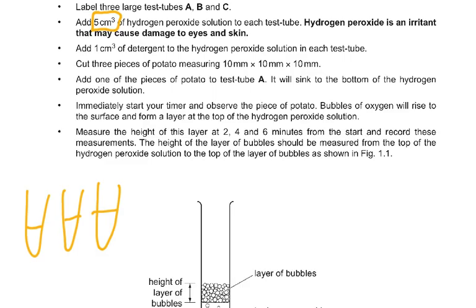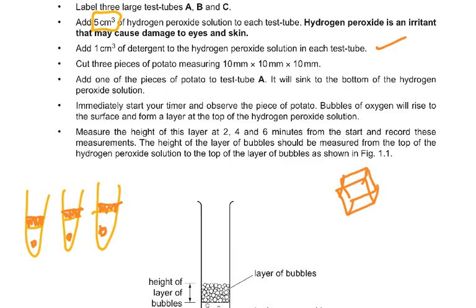Add 1 centimeter cube of the detergent. So then we add 1 centimeter cube of the detergent. We have added 1 centimeter cube, so the volume is going to remain constant, in each test tube. Then cut 3 pieces of potato measuring 10 millimeter by 10 millimeter. So we cut a cube 10 into 10 into 10. Add one piece of potato in each test tube, one in this test tube, one in this test tube, and one in this test tube. So they all have the same surface area.